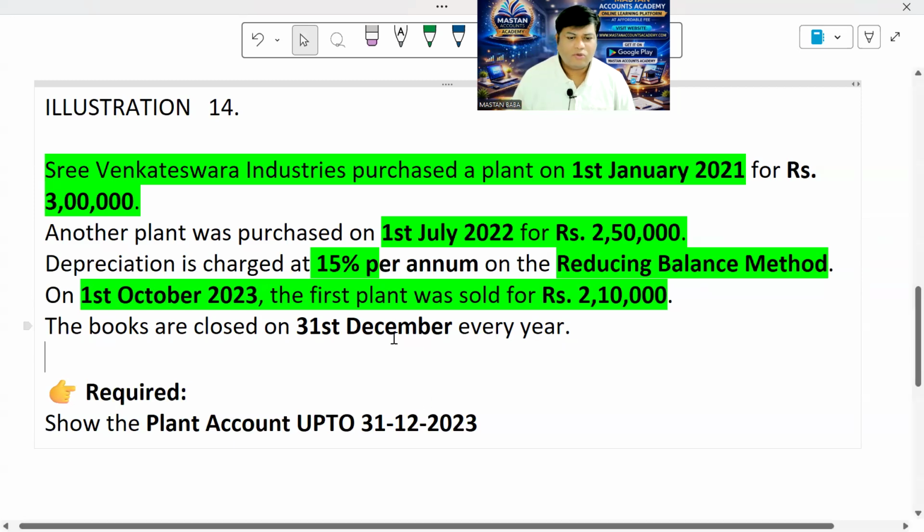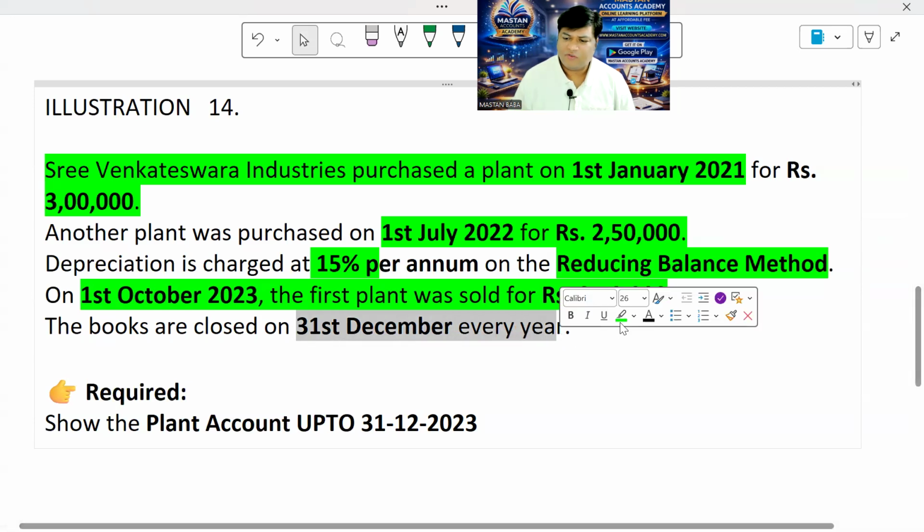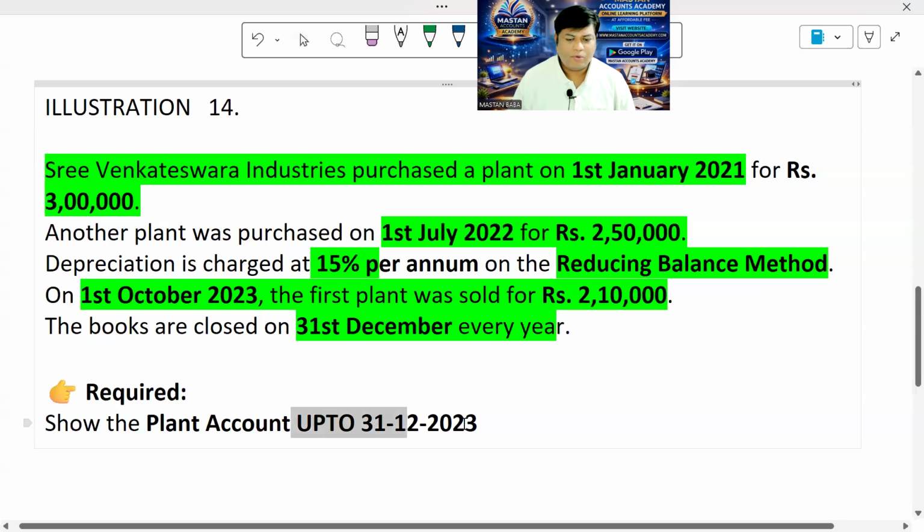That's it. And the books are closed on 31st December every year. So it is indicating that they are following the calendar year as the financial year and show the plant account up to 31st December 2023. So we have to complete the answer up to 31st December 2023.